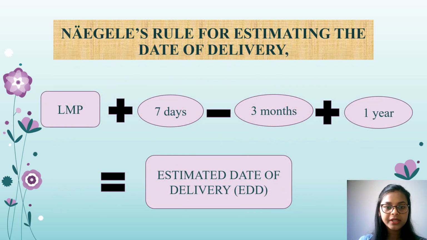These are the rules for estimating the date of delivery. To calculate the estimated date of delivery, you can use this formula: last menstrual period plus 7 days minus 3 months plus 1 year equals the estimated date of delivery. LMP is the first day of the last menstrual period. You add 7 days to the day of the last menstrual period, subtract 3 months from the month, and add 1 year to the year.